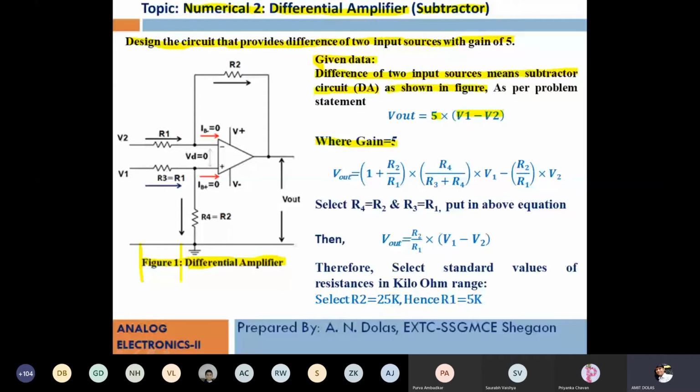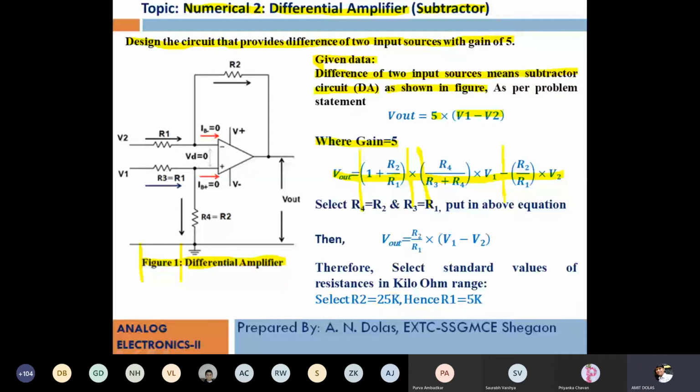So what is my final output voltage equation? The final output voltage equation after application of the superposition theorem. You have to remember this, or else you should be able to derive it on rough pages during the exam. So Vout is equal to (1 plus R2 upon R1), which is nothing but the non-inverting gain, multiplied by R4 upon (R3 plus R4) multiplied by V1. This is nothing but the voltage at the non-inverting terminal. Minus the inverting gain R2 by R1 multiplied by source V2.